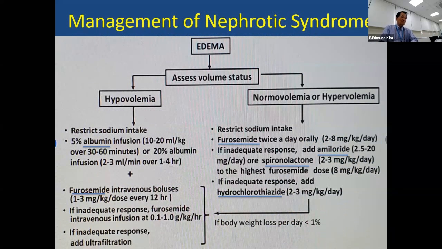So when we have a patient with edema, you have to go through all this differential diagnosis: hypervolemic or normal or hypovolemic. If hypervolemic, you use Lasix, and also spironolactone, thiazide as well. But for hypovolemia, just inject albumin and some Lasix together and see the response.